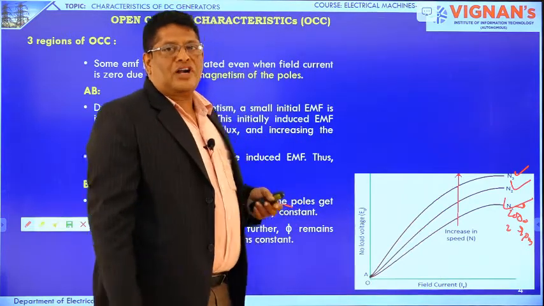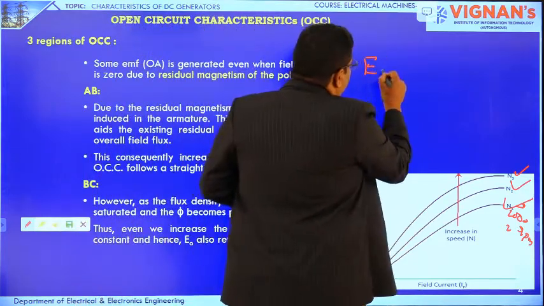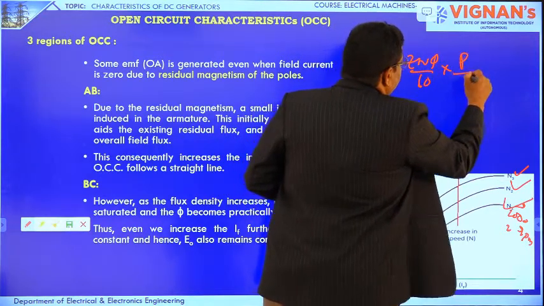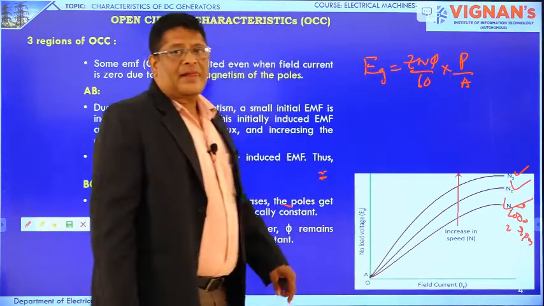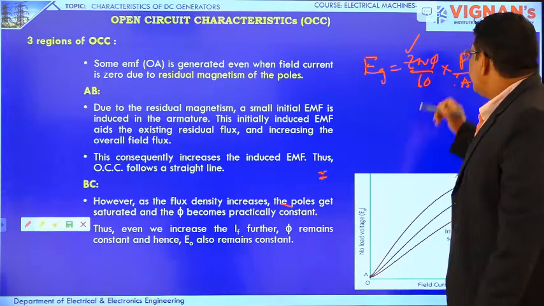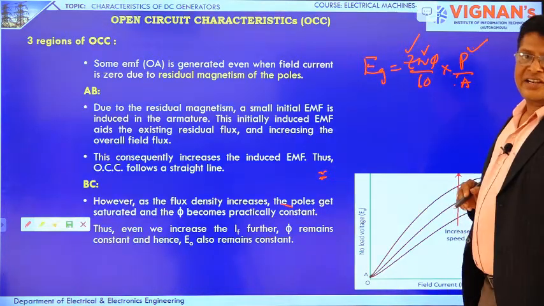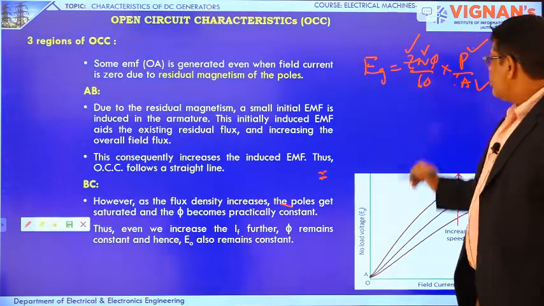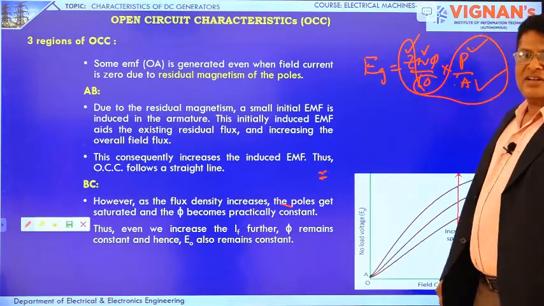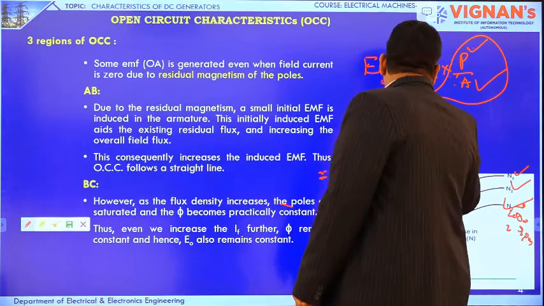See here, we already know that the EMF induced in a generator is equal to Zn phi by 60 into P by A. Here Z is the number of conductors, N is the speed of the generator, and P is the number of poles in the generator. All these parameters are constant except N and phi.